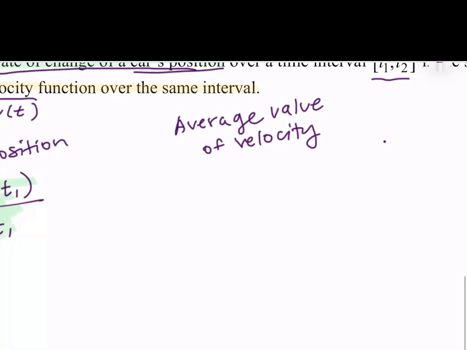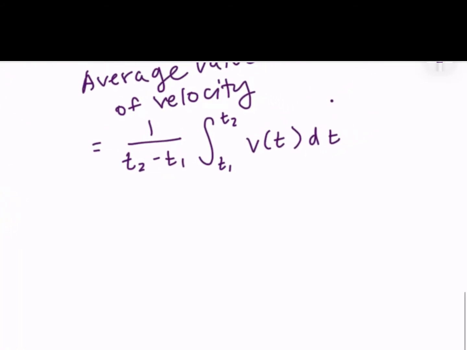So using the equation above, we'll do 1 over t2 minus t1, the integral from t1 to t2 of the velocity. That's what we're finding the average value of. So this is 1 over t sub 2 minus t sub 1. Applying the FTC part 1 to this, the antiderivative of velocity is position. So we're evaluating the position function from t1 to t2.